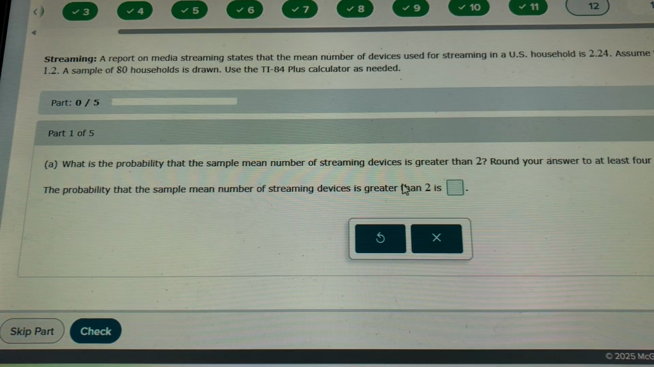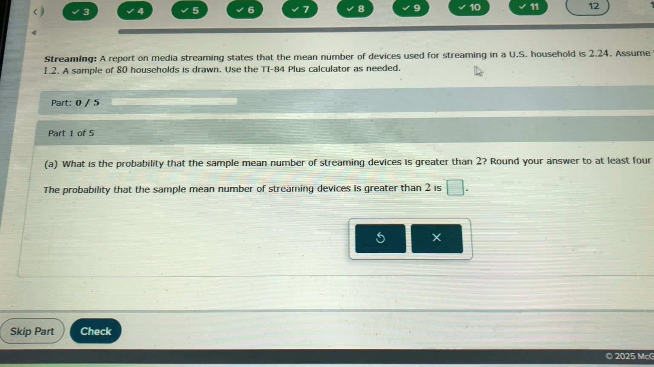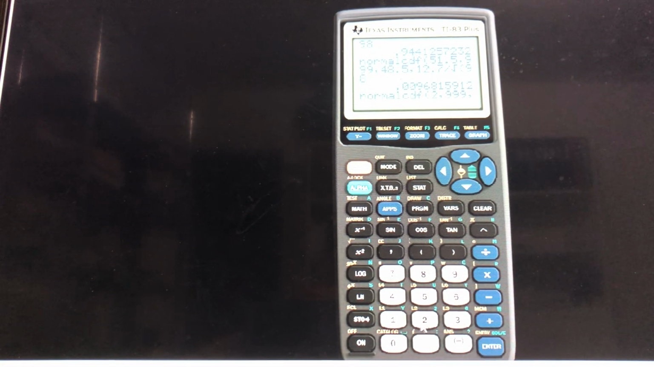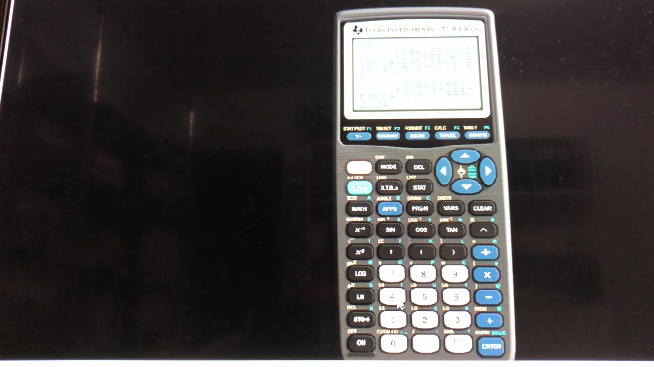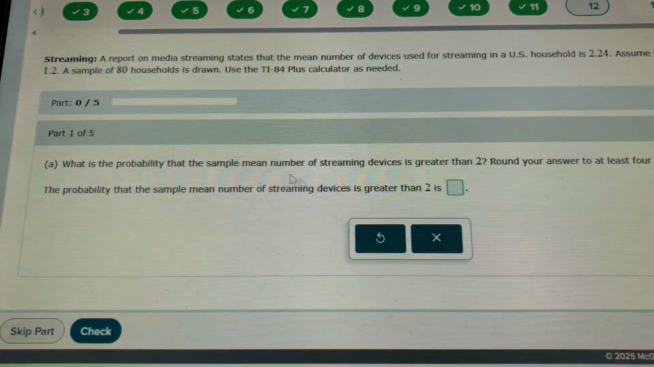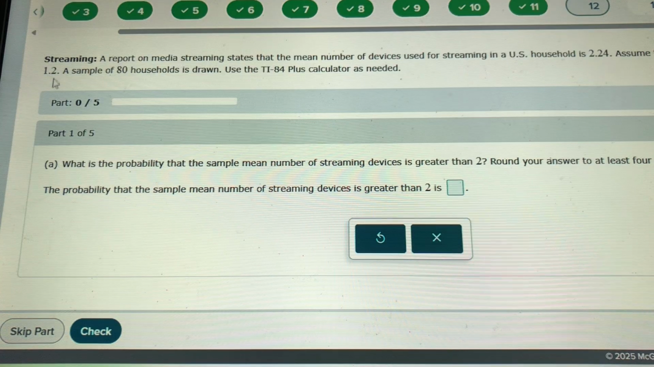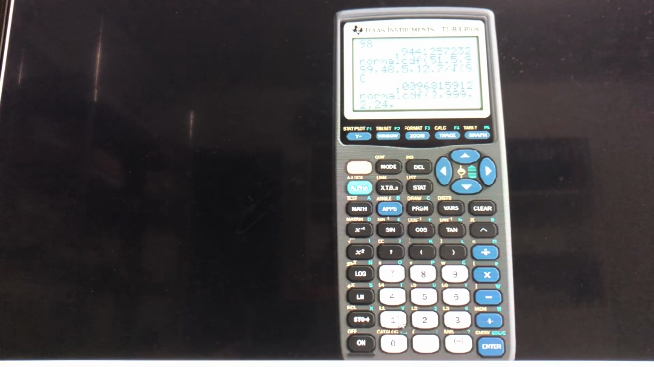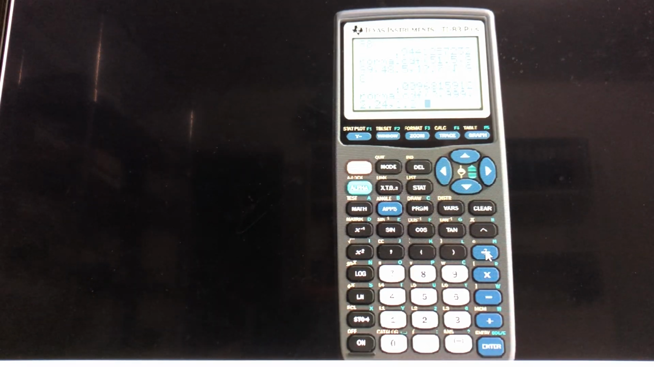The mean never changes, so when they say the mean for streaming devices is 2.24 in a household, that always stays the same. But then the standard deviation, whatever they quote you on that, 1.2, you have to divide that by the square root of 80. It's easy to forget to do that, but 1.2 divided by the square root of 80. That's the only thing different compared to the previous section. So, 0.9632.